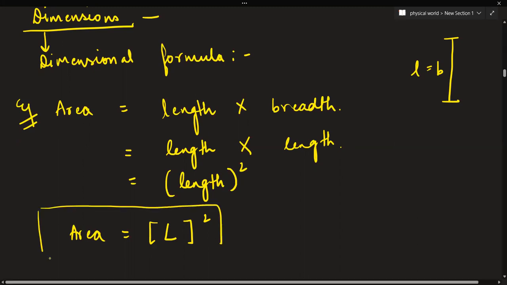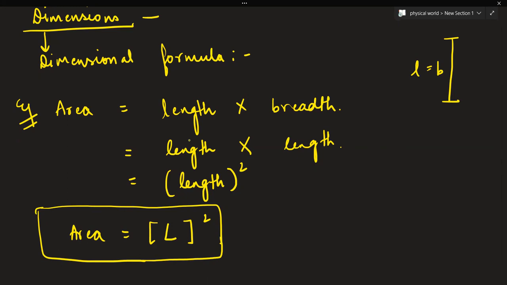In this equation that we have, you're not able to observe mass. Are you able to observe time? Is capital T over here? No, ma'am. No. So this means we have the dimensional formula of area as L square only.